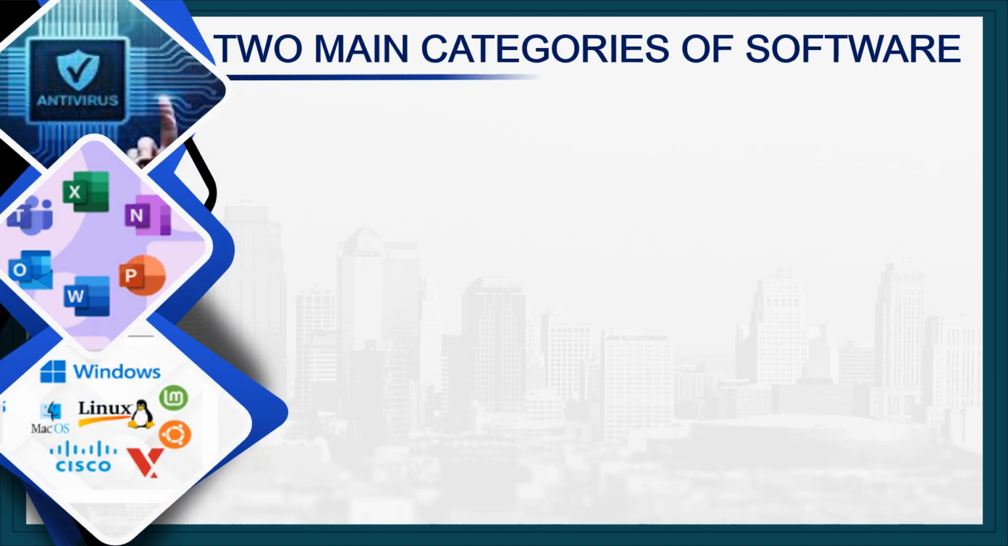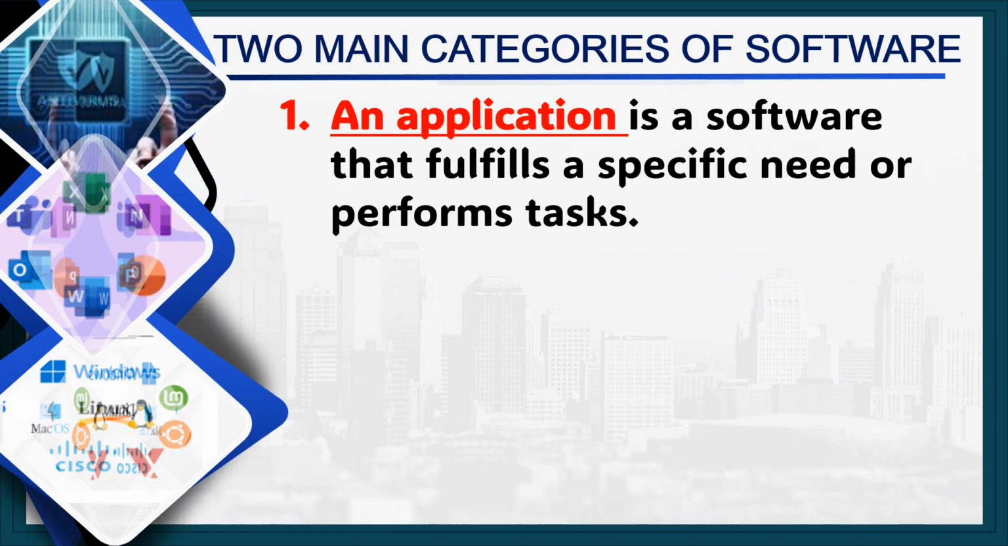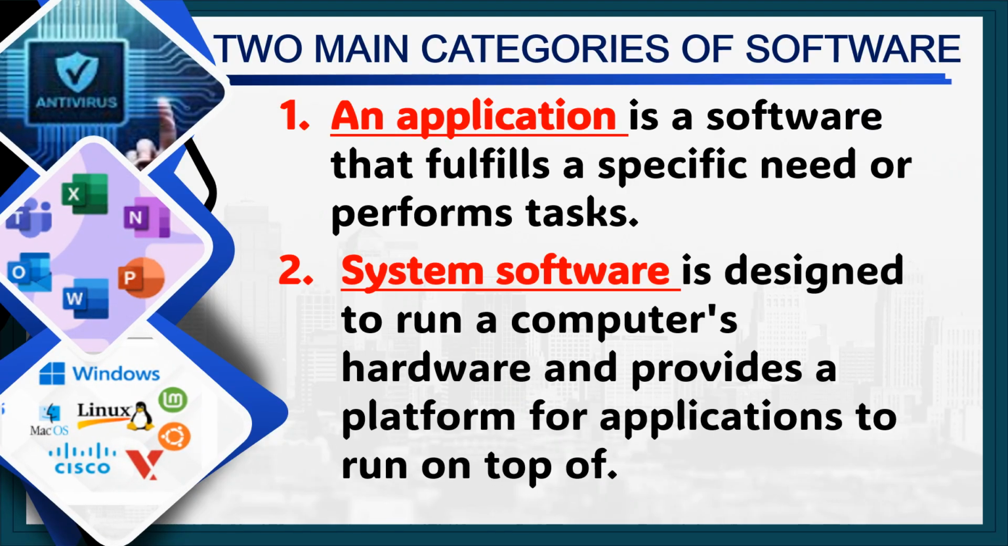The two categories of software. 1. An application is software that fulfills a specific need or performs tasks. And number 2. System software is designed to run a computer's hardware and provides a platform for applications to run on top of.